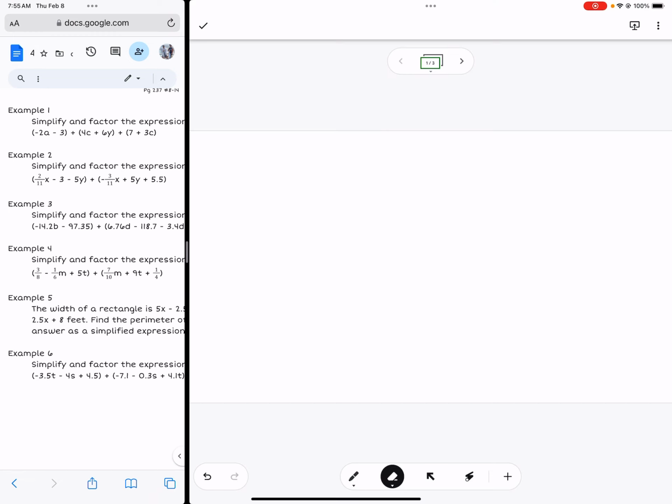Yeah, all right. So example 2, I'll give some tickets out to whoever can decipher this. This one is going to be different because now we have introduced fractions to our problem.